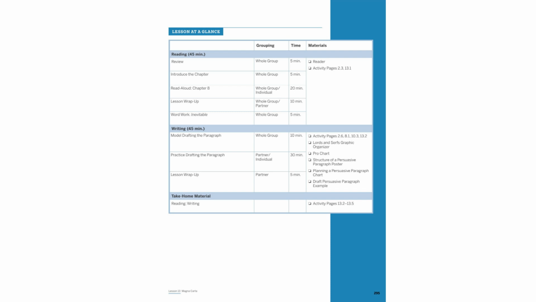The Magna Carta, a pivotal document in history, established the principle that everyone, including the king, was subject to the law. It laid the groundwork for modern democracy and legal systems. In this lesson, students will explore its significance through reading and writing activities, focusing on drafting persuasive paragraphs about the roles of lords and serfs.